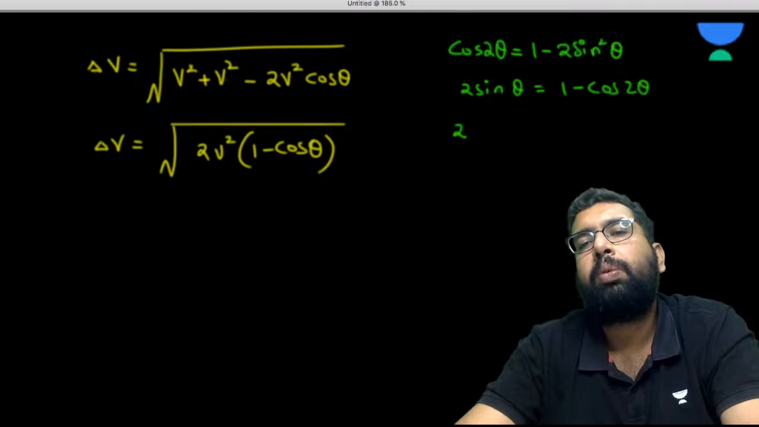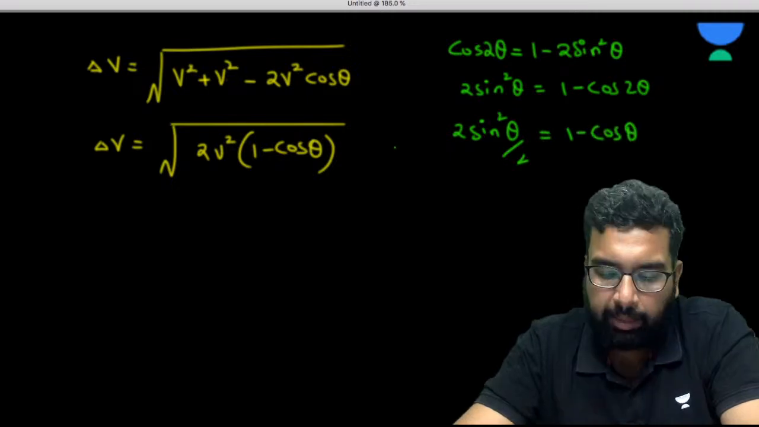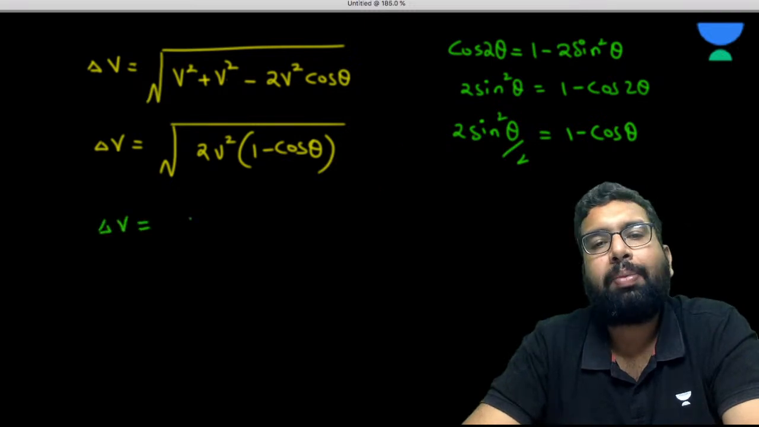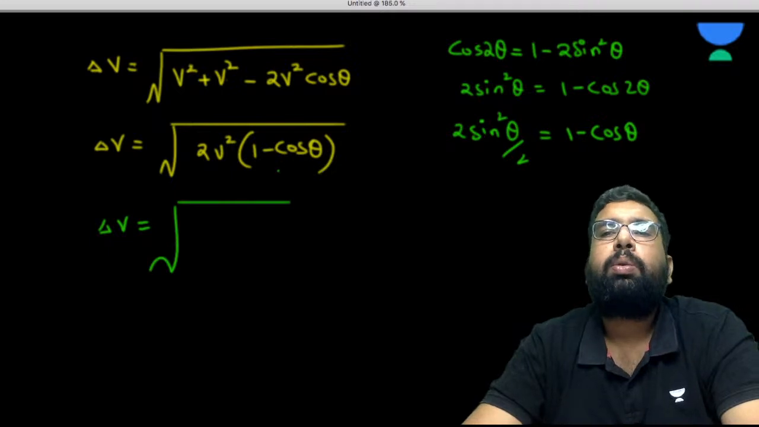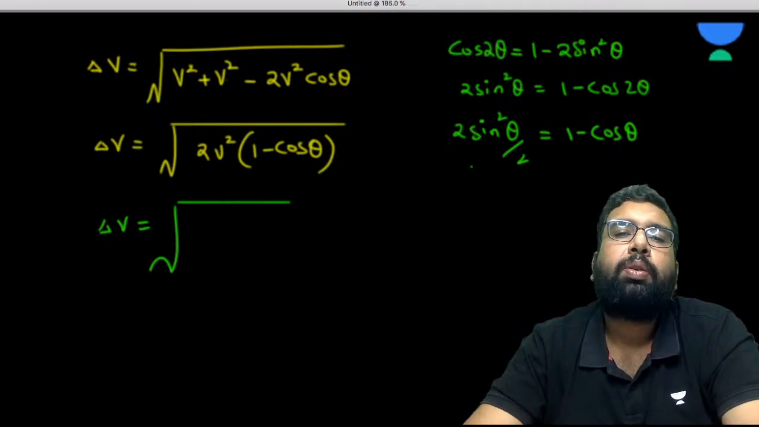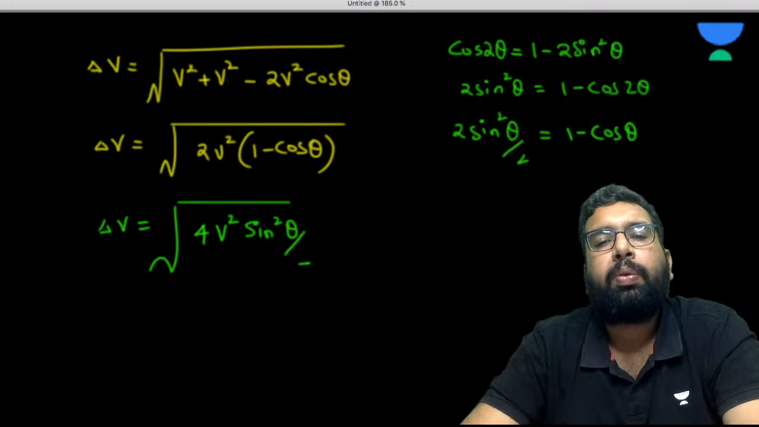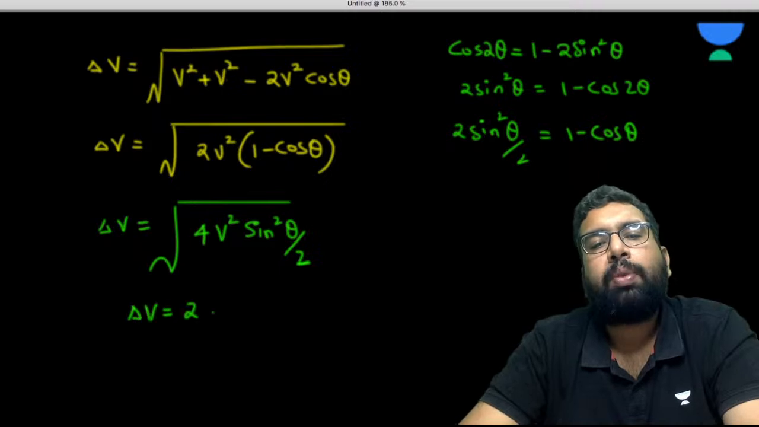So 2 theta becomes theta, and this becomes theta by 2. So 1 minus cos theta equals 2 sine square theta by 2. Now can I replace 1 minus cos theta with 2 sine square theta by 2? Yes sir, of course you can. So it will become 2 into 2, that is 4, V square sine square theta by 2. From here, can we get the change in velocity as 2 times V sine theta by 2? Okay.